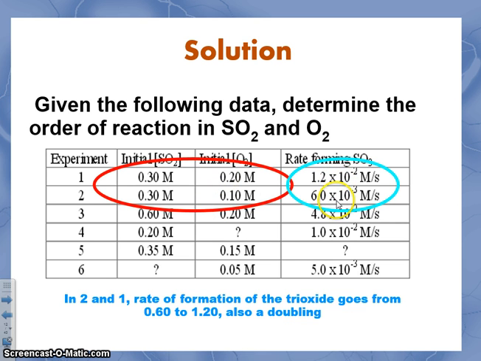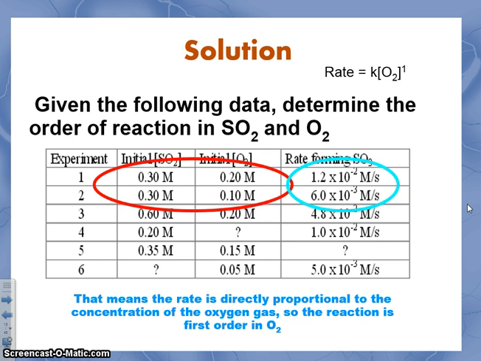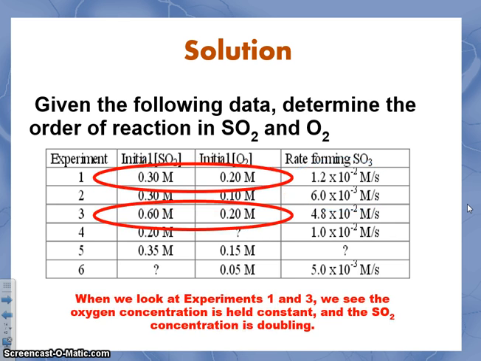So this is going up at the same rate. It's linear. So the rate is directly proportional to the concentration of the oxygen gas. The reaction is first order in oxygen gas. When we look at 1 and 3, we see that the oxygen concentration is the same. The sulfur dioxide concentration is going from 0.3 to 0.6, which is a doubling.